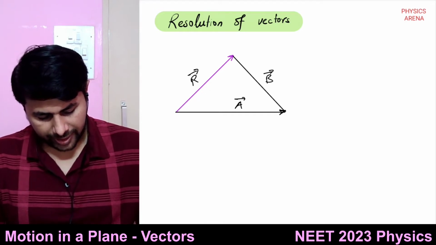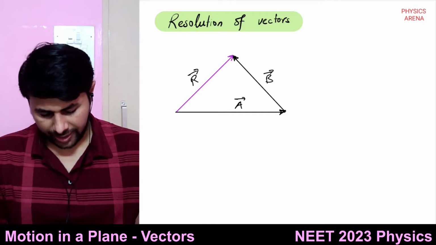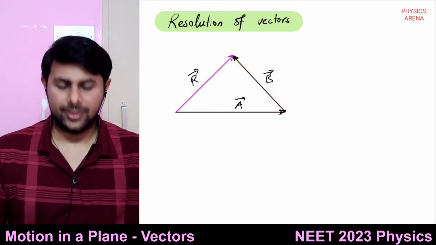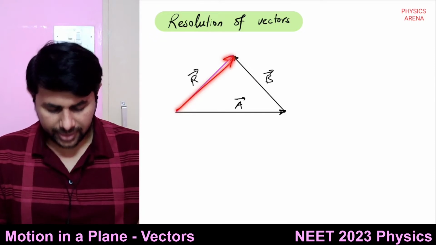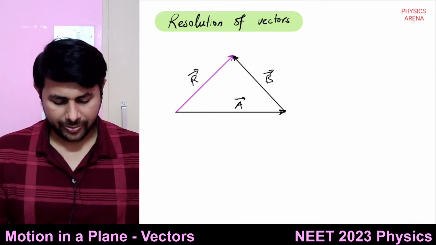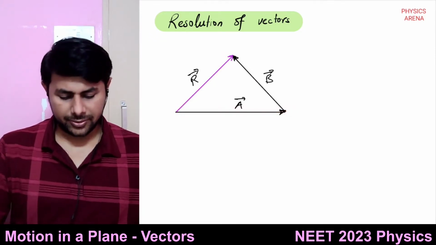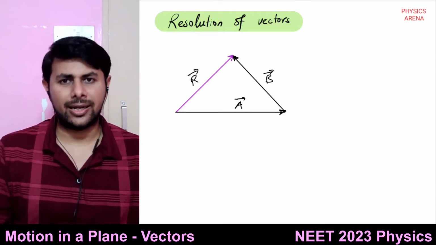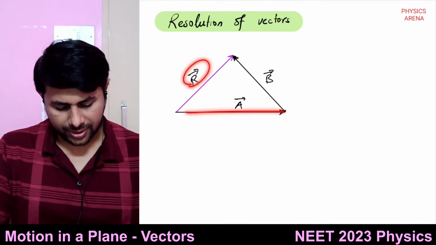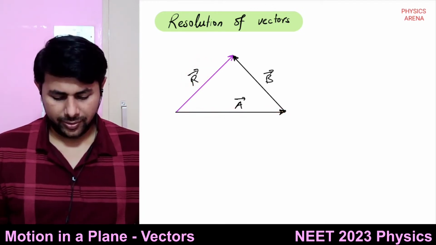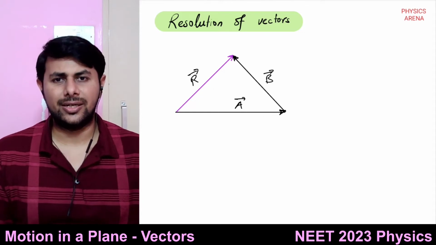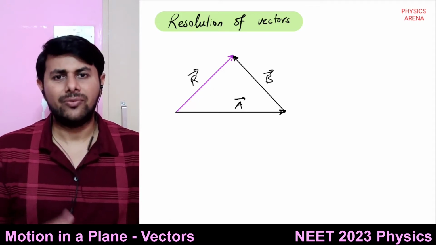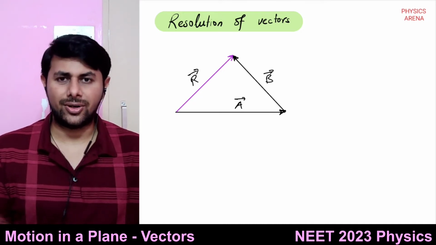Okay, so this is my A bar, this is my B bar. If I add A bar and B bar, I get this R bar. So this resultant I get from addition of A bar and B bar. So now I can say that R bar is resolved in A bar and B bar. If a vector can be represented as an addition of two vectors, addition or subtraction, you can say, then we say that the vector is resolved along those vectors.